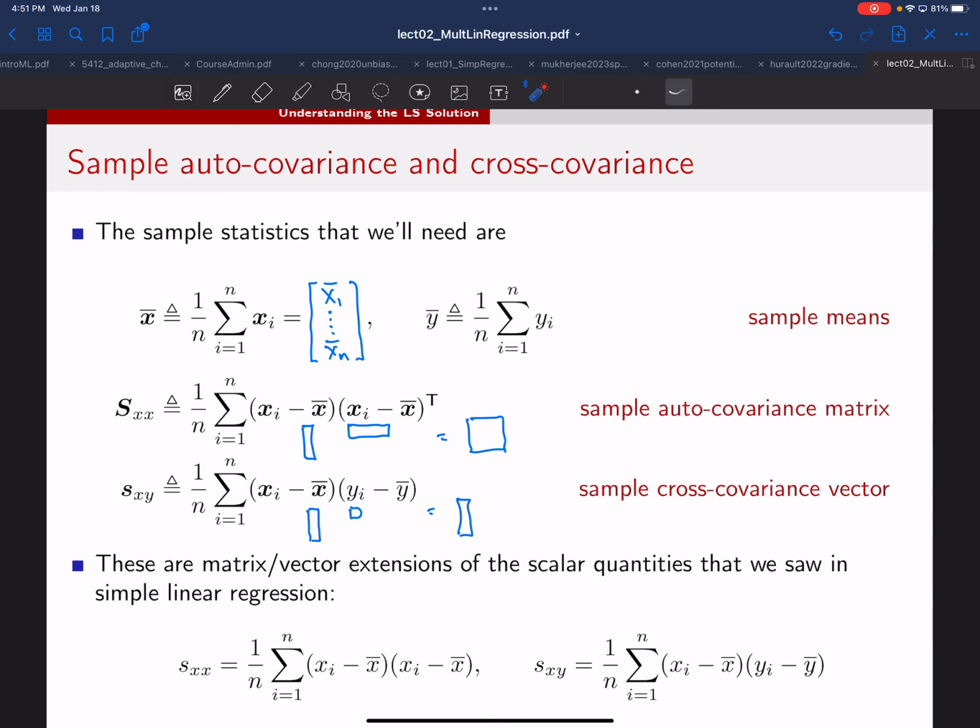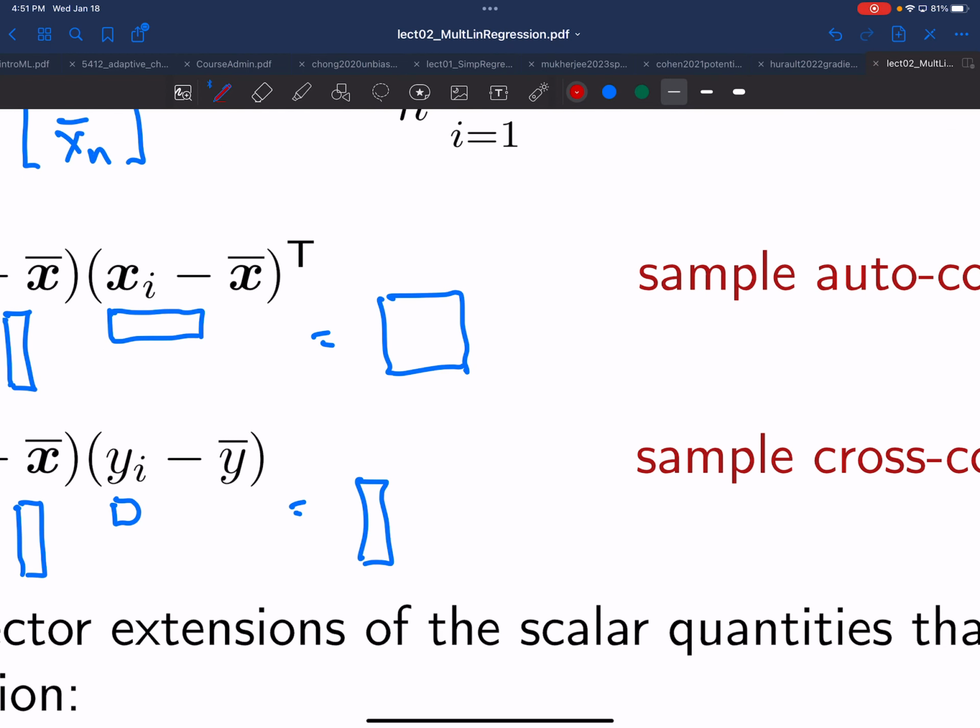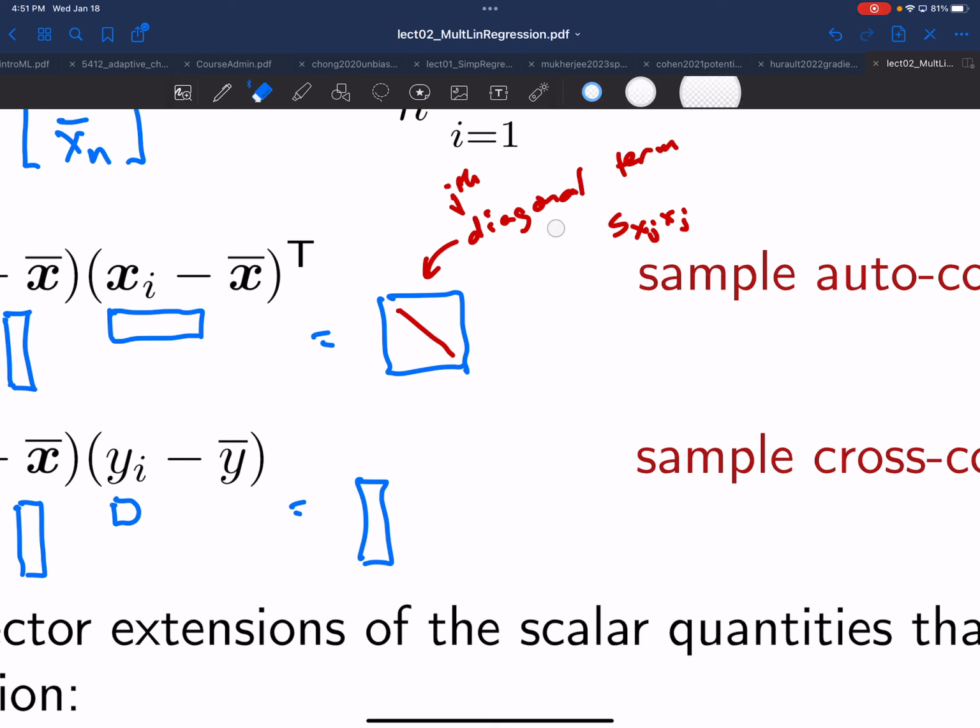Okay, any questions? Yes? Could you repeat what the diagonals of the big S matrix are? Yeah, so the diagonal terms, we could write them this way, like S, X_j, X_j. So the jth diagonal term is S_xj,xj. So it's the variance of xj.